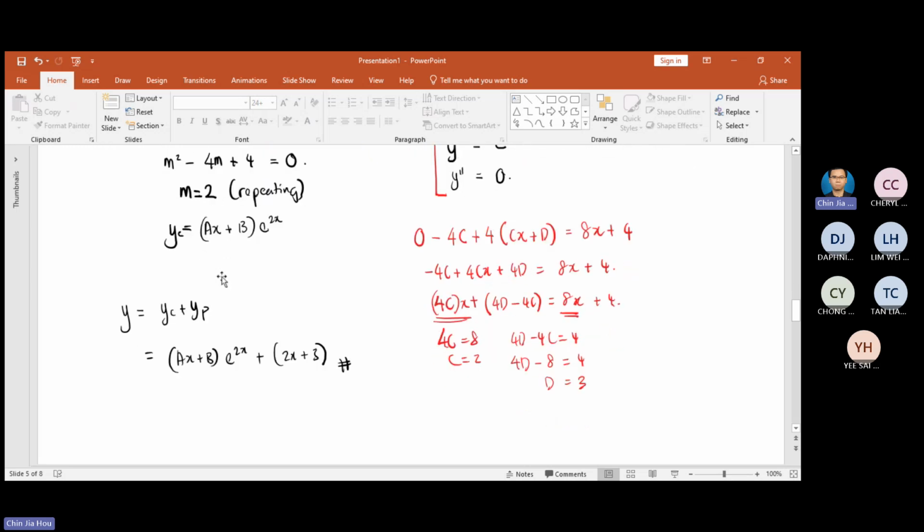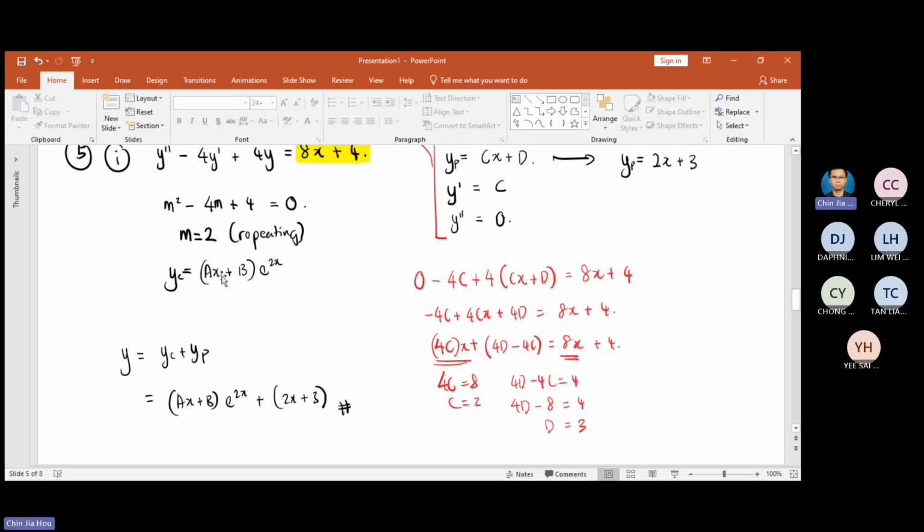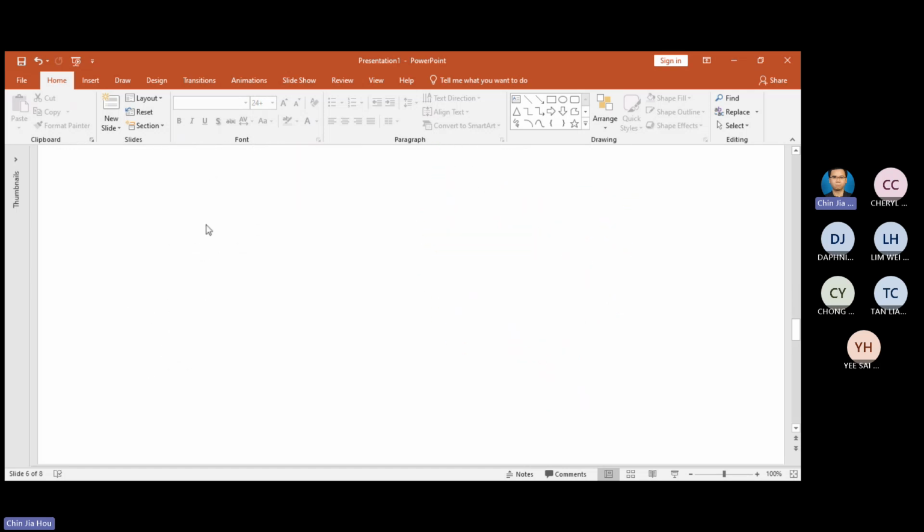Now for the second and the third part, I don't want to spend too much time trying to explain the same thing to you again. So I will focus on the right hand side.